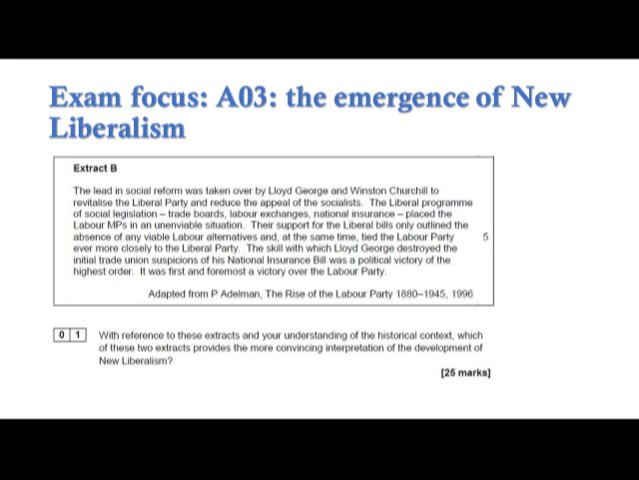So, in other words, what he's arguing is that the very existence of a Labour Party at this point was quite frightening for the Liberals. And Lloyd George and Churchill knew that if they were not going to be eclipsed by the Labour Party, then they had to tackle the urgent need of social reform. So that's a very interesting perspective there.